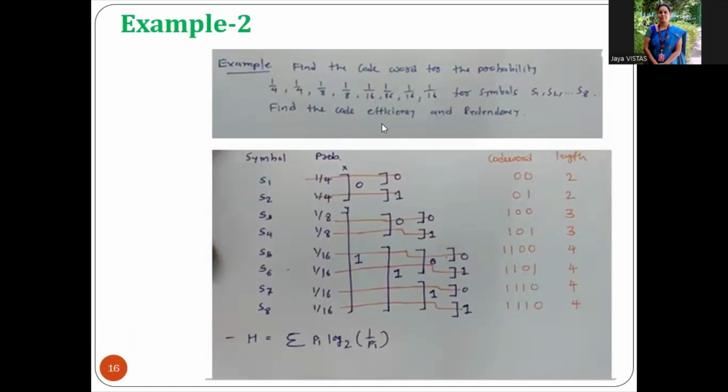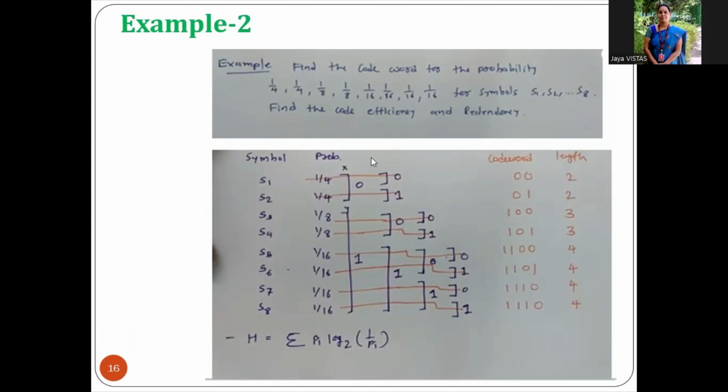In example 2 it is different, because here the probabilities are given as fractions. Find the code word for the probabilities 1 by 4, 1 by 4, 1 by 8, 1 by 8, 1 by 16, 1 by 16, 1 by 16 and 1 by 16. So totally 8 symbols. The first two symbols are 1 by 4, the second two symbols are 1 by 8, and the last four symbols are 1 by 16.